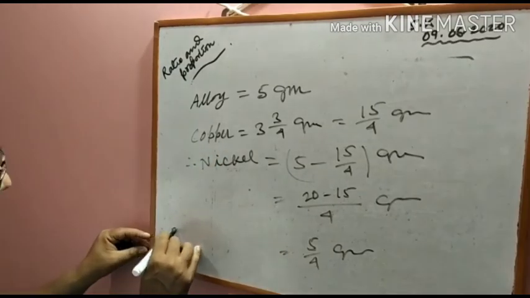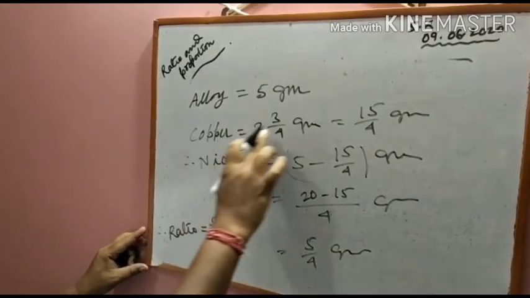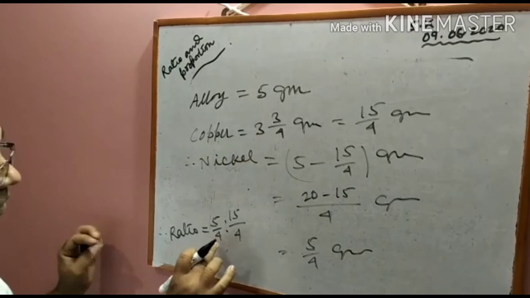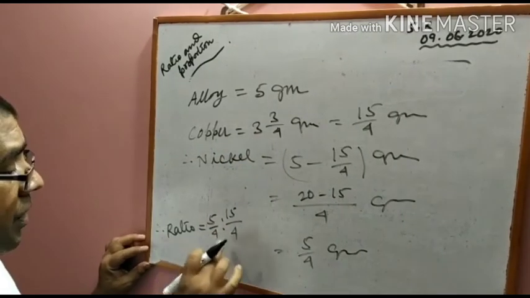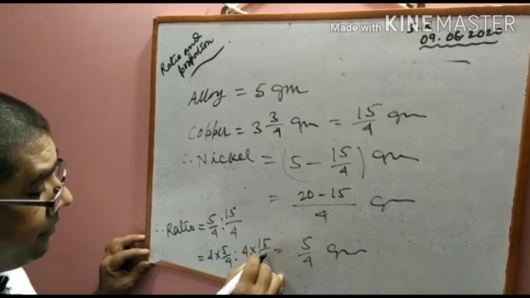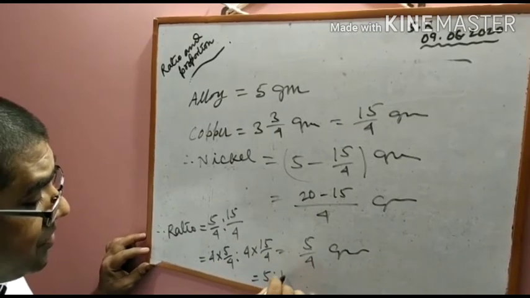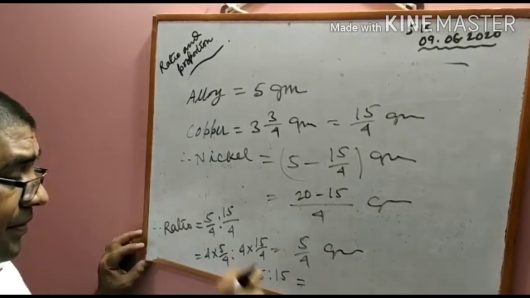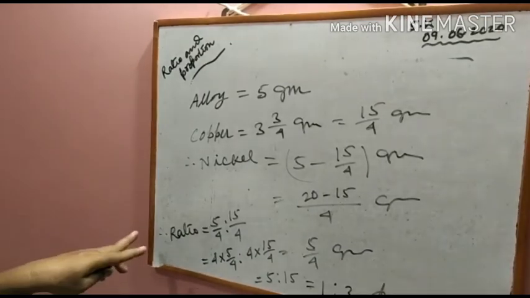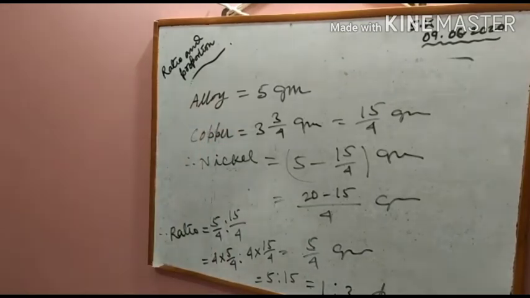So the required ratio is nickel 5 by 4 is to copper. Copper is 15 by 4. So easily we find out the LCM is 4. So multiplied by 4, 4 into 5 by 4 is to 4 into 15 by 4. That is, after calculation we get 5 is to 15, and to simplify, 5 1s are 5, is to 3 5s are 15. So the ratio of nickel to copper in the given alloy is 1 is to 3. Okay.